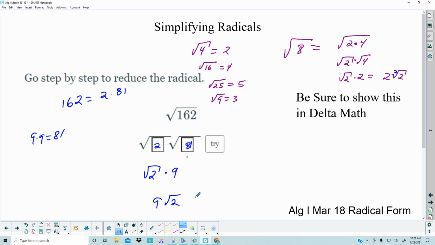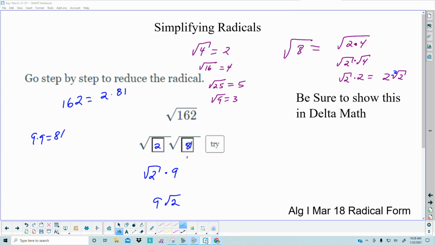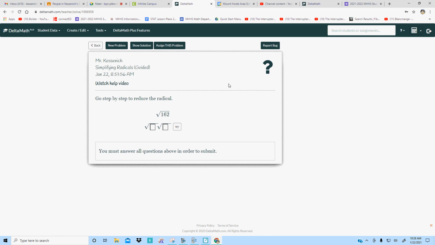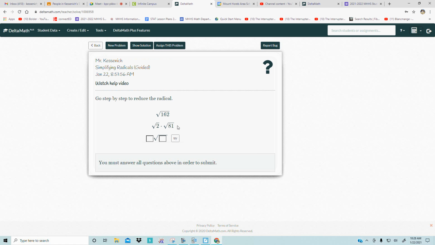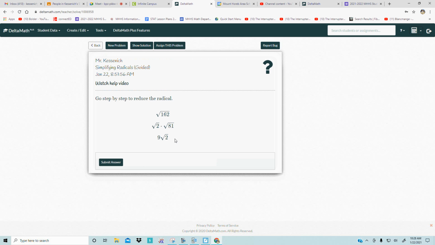Okay, so let's try this in Delta Math. So you would type in 2 and 81. So then what they're saying is that this 81 simplifies. There's no root on it, 9 and 2. There you go.